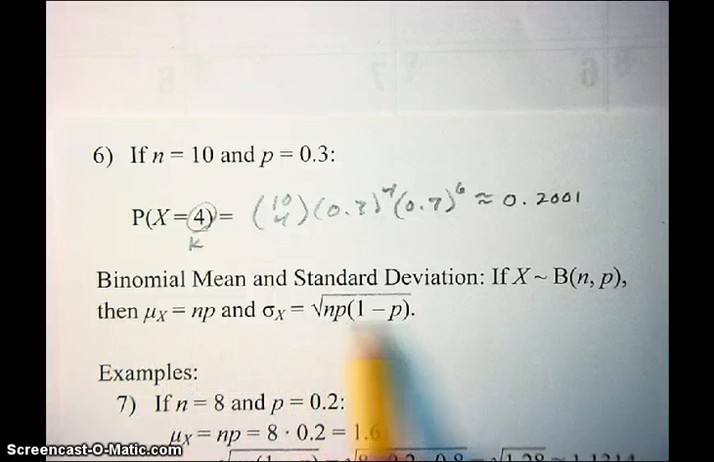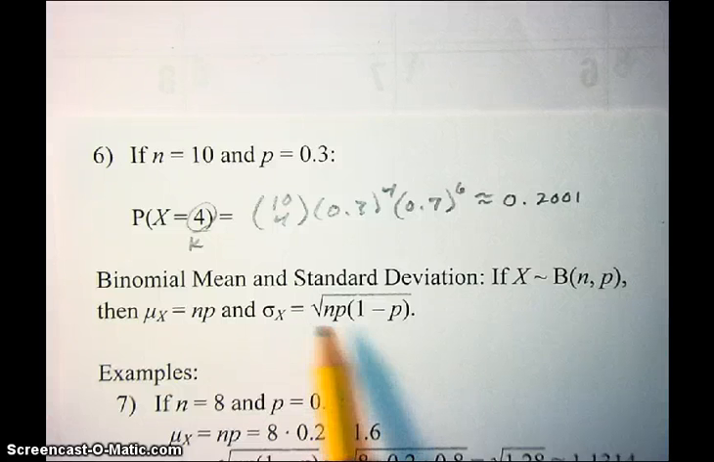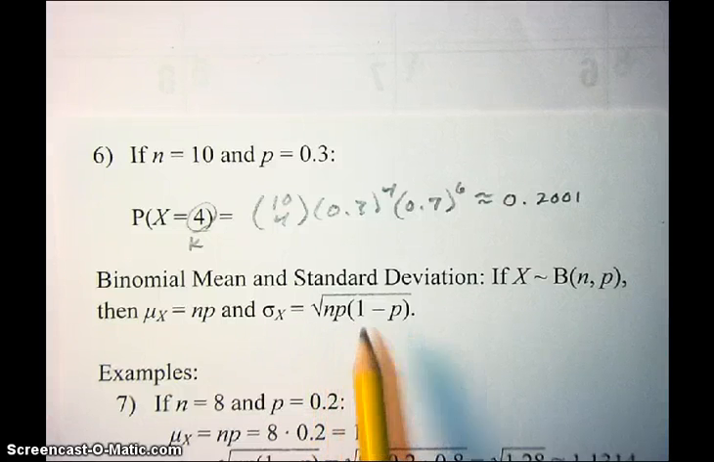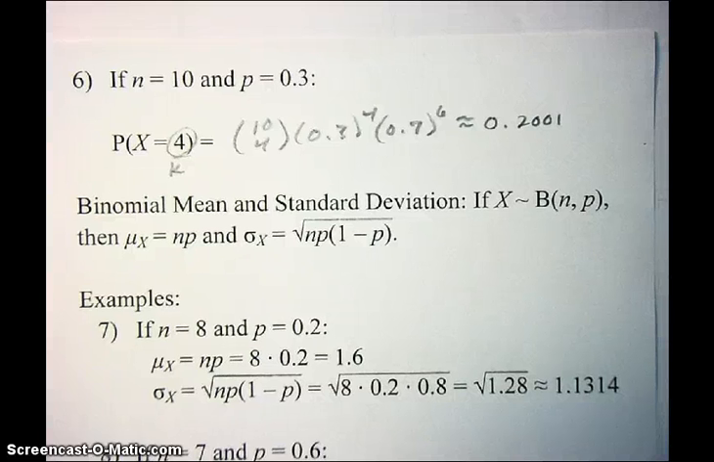Standard deviation is a little bit more complicated, but not too much. Square root of n times p times 1 minus p. Here's an example. If n is 8 and p is 0.2, the mean is np, which is 8 times 0.2, or 1.6. Standard deviation is the square root of n times p times 1 minus p. Square root of 8 times 0.2 times 0.8. All that stuff under the radical is 1.28, and the square root of 1.28 is about 1.1314.